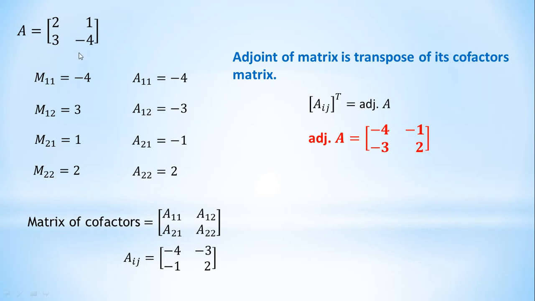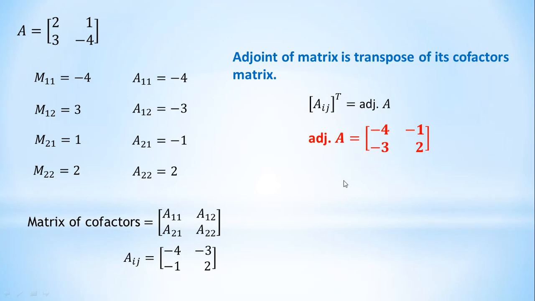So this is the example of a 2 by 2 matrix. So we get minors and cofactors. Then we get the matrix of cofactors, and by taking its transpose we get the adjoint of that matrix. So this is the adjoint of the matrix.